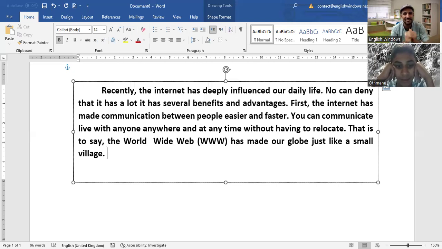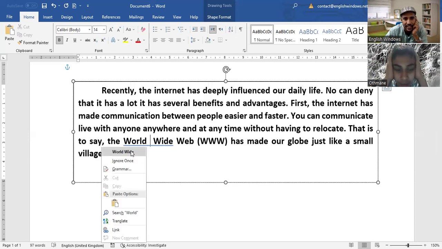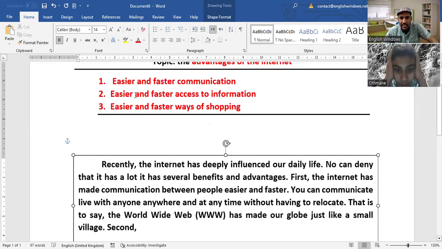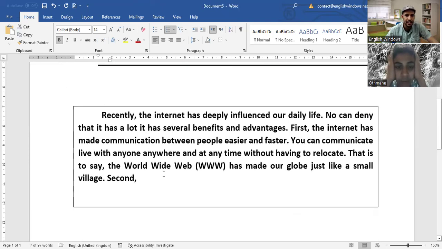Like a small village, c'est très bien. Second, alors on va savoir maintenant l'idée numéro 2. We'll see according to priority. If we talked about the first thing, the second thing has to do with access to the information, l'accès aux informations.